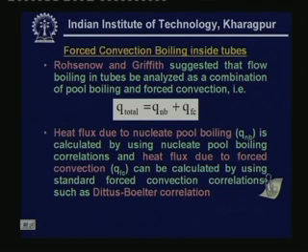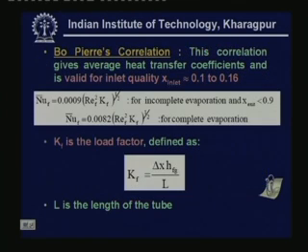Now let us look at forced convection boiling inside tubes. Rohsenow and Griffith suggested that flow boiling in tubes be analyzed as a combination of pool boiling and forced convection. That means the total heat flux Q total is equal to Q_NB plus Q_FC, where Q_NB is the heat flux contribution because of nucleate boiling and Q_FC is the heat flux contribution because of forced convection. The heat flux due to nucleate pool boiling is calculated using nucleate pool boiling correlations, for example Rohsenow's correlation, and the heat flux due to forced convection can be calculated using standard forced convection correlations such as the Dittus-Boelter correlation. This is one of the simple ways of handling flow boiling, but it is not very accurate. It gives reasonably good results but not extremely accurate.